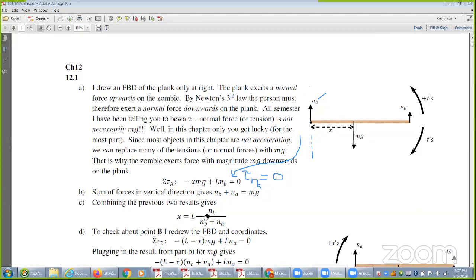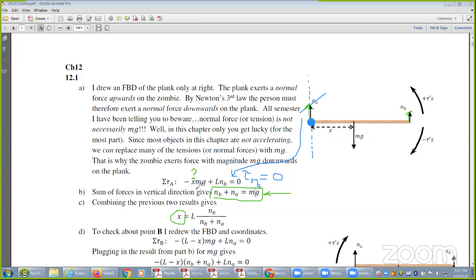Now, notice sum of forces. I think this is pretty easy. I think most of you have no trouble with the sum of forces right there. You have NA going up, NB going up, and mg going down. If we do this, notice I can rearrange and solve for X. X is something I don't know. That's the center of mass of my body.